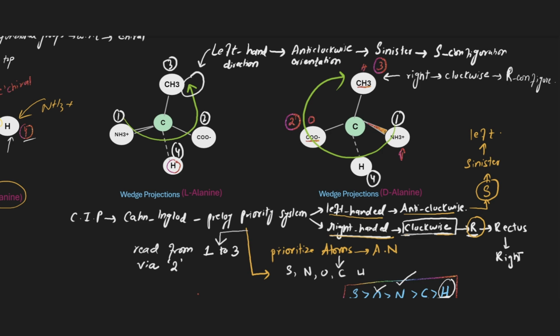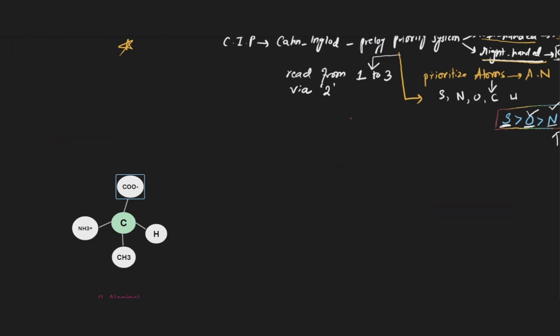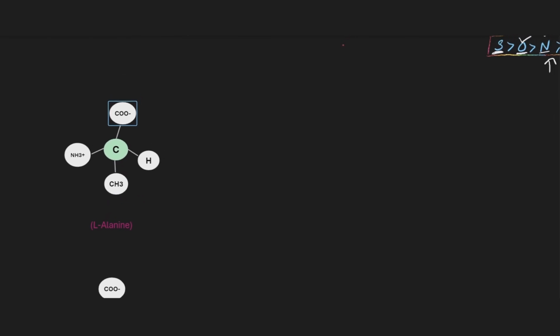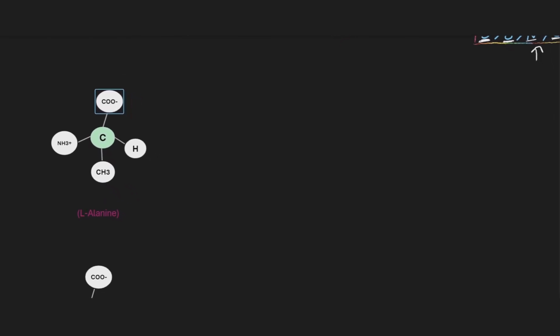So I hope this is clear to you, how you are going to determine whether an amino acid is in the RS configuration when you have been given the amino acid in the wedge projections. Okay. In the next part of this lecture, we will be solving structures of different amino acids present in wedge projections and Fischer projections to determine whether they are in the R configuration or S configuration.